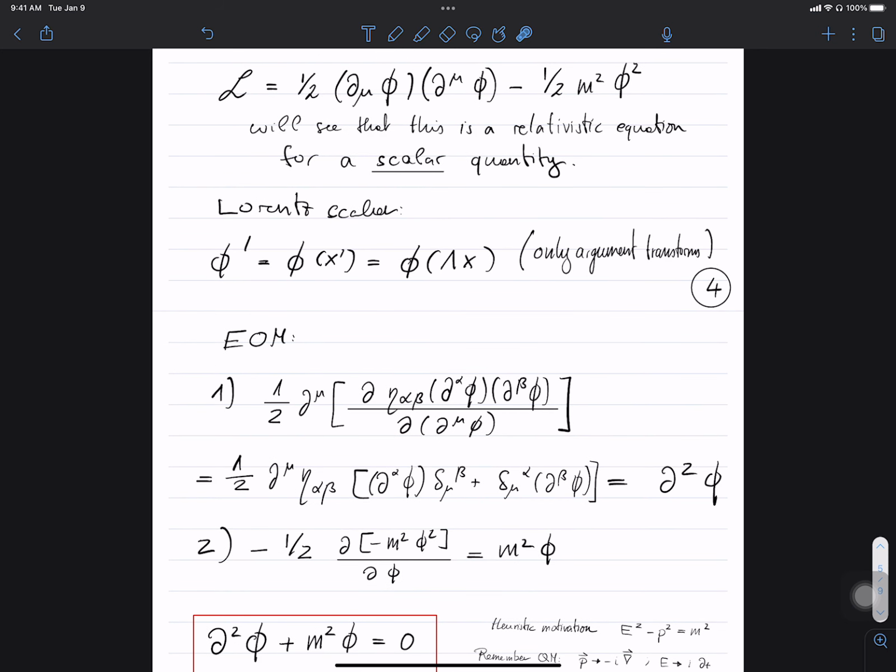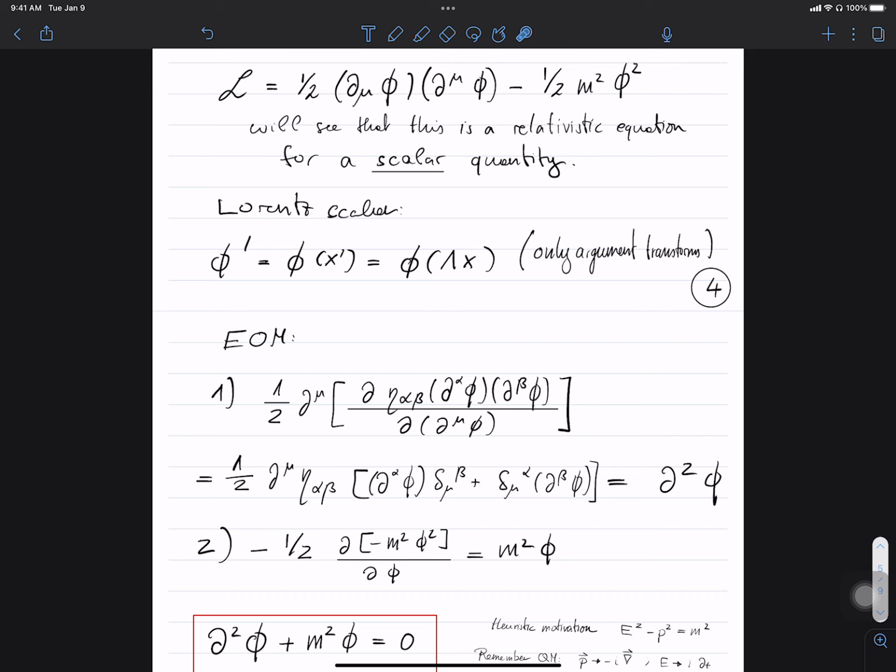What is important is that it is a Lorentz scalar, because the phi is essentially just a value at the coordinate x somewhere in space-time. If we apply the Lorentz transformation, we can't really apply it to the phi itself because it's just a value at a point. It doesn't transform at all. It stays the same. But we can apply, and we have to apply, the Lorentz transformation to its argument, to x.